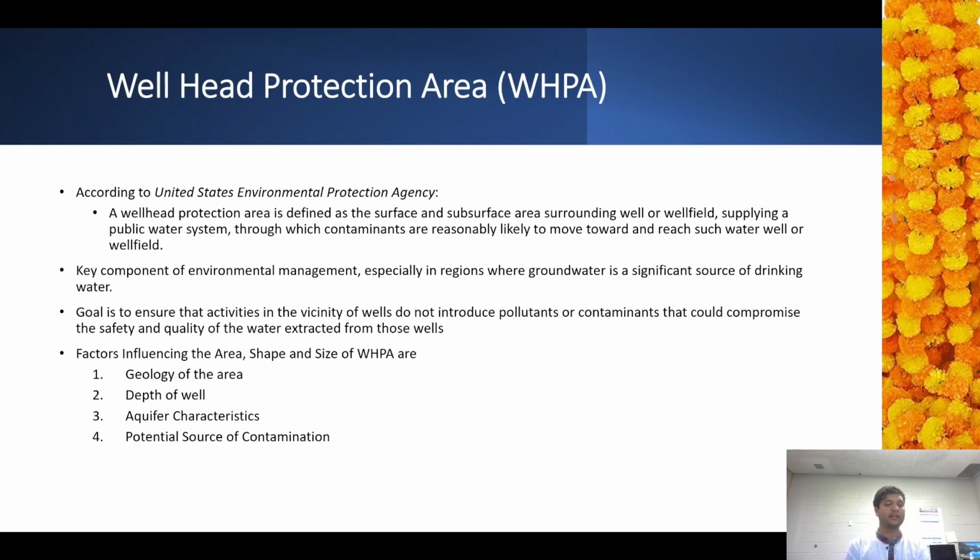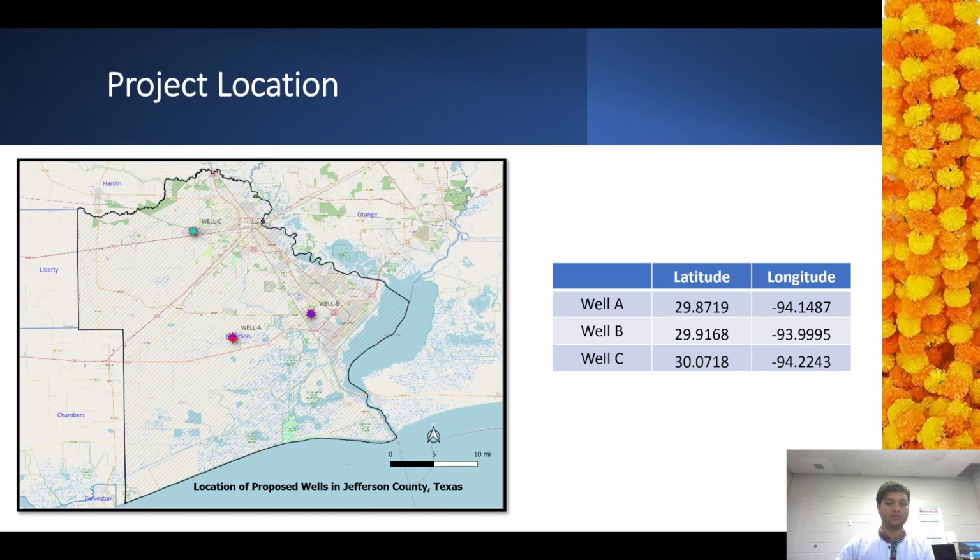The factors that influence the area, shape, and size of the wellhead protection areas are the geology of the area, the depth of the well, the aquifer characteristics on which the well is located, and potential sources of contamination. Talking about projection, there are three different wells in three different locations. Well A is denoted by a red star, well B is denoted by a purple star, and well C is denoted by a green star. All of these three wells were located in Jefferson County.